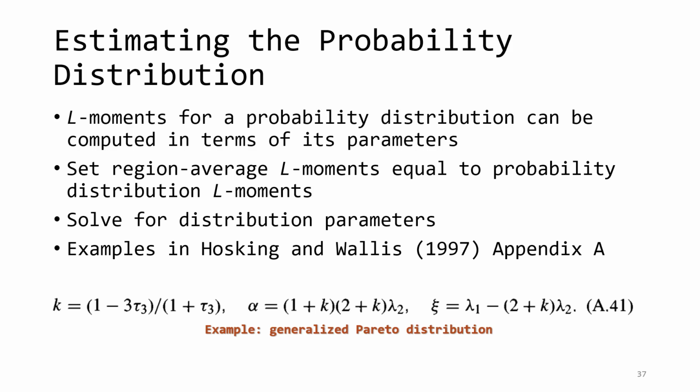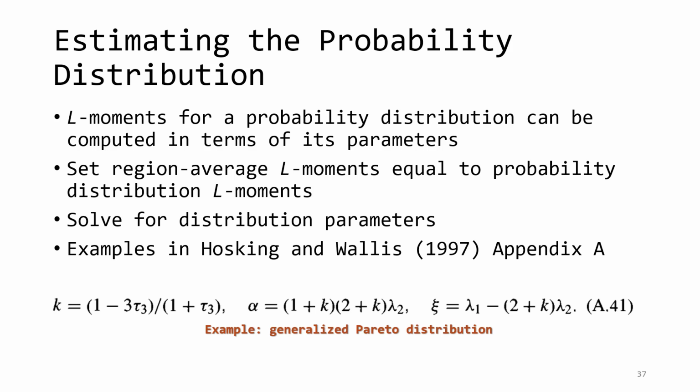A probability distribution can be applied to a region by estimating its parameters using the method of L moments. The method of L moments is the same as the method of moments that we've talked about before, except instead of measuring the moments using conventional product moments, we use L moments instead. Probability distribution parameters can be expressed in terms of L moments so that a distribution can be fit to the sample. In the back of the Hosking and Wallace book, Appendix A has the distribution parameters for several probability distributions expressed in terms of the L moments.